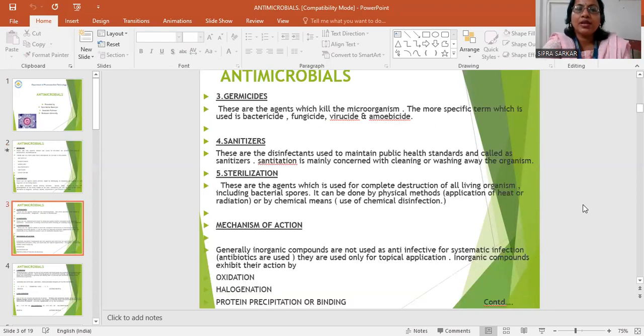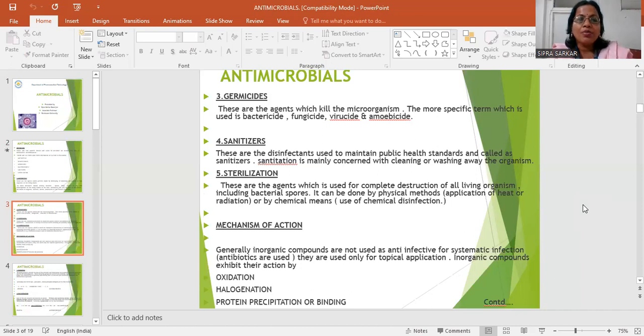Next, germicide. This is another category. These are the agents which kill microorganisms. A more specific term is bactericide. That means they will kill bacteria and germs, different fungi, and viruses. They have a cidal action, which means killing. So bactericide means the bacteria will be killed, fungicide means fungi will be killed, and virucide means viruses will be killed.